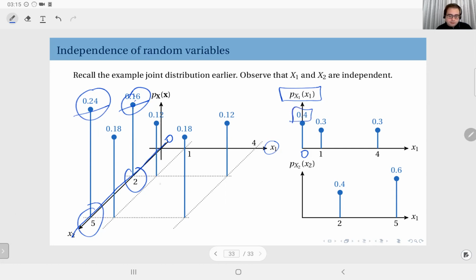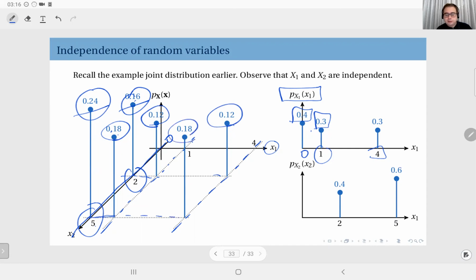Similarly, here, when x1 is 1, you are on this line. Okay, so for x2 equals 2, you get this probability. For x2 equals 5, you get this probability. Add them together, you get 0.3. Okay, and again, for x1 equals 4, right? When x2 is 2, you get 0.12. For x2 equals 5, you get 0.18. Add them together, you get 0.3.